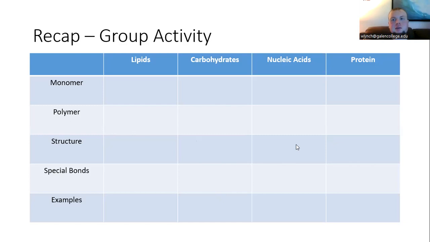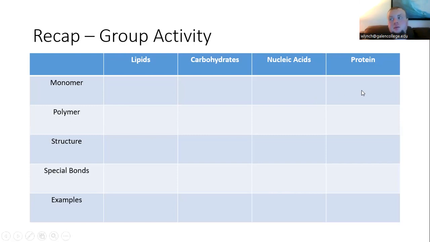For nucleic acids, the monomer is a nucleotide. Polymer is going to be things like DNA and RNA. Structure is either going to be an alpha or beta helix or a single strand. Bonds between these are known as nucleic bonds or phosphodiester bonds as well. Examples, adenine, guanine, cytosine, thymine, and uracil.